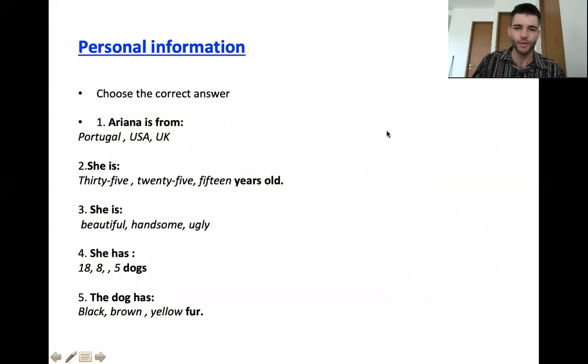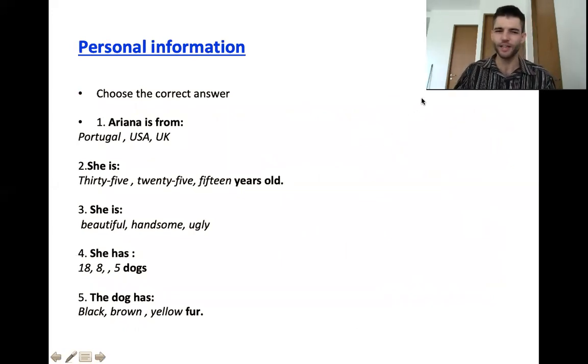There we go. Here we have personal information, and let's find the correct answer. So after you read the text again, see if you can find these answers. Number 1, it says, Ariana is it Portugal, USA, or UK? And we all know the answer is USA. Okay. And how old is she? She is 35, 25, or 15. Yes, she is 25 years old.